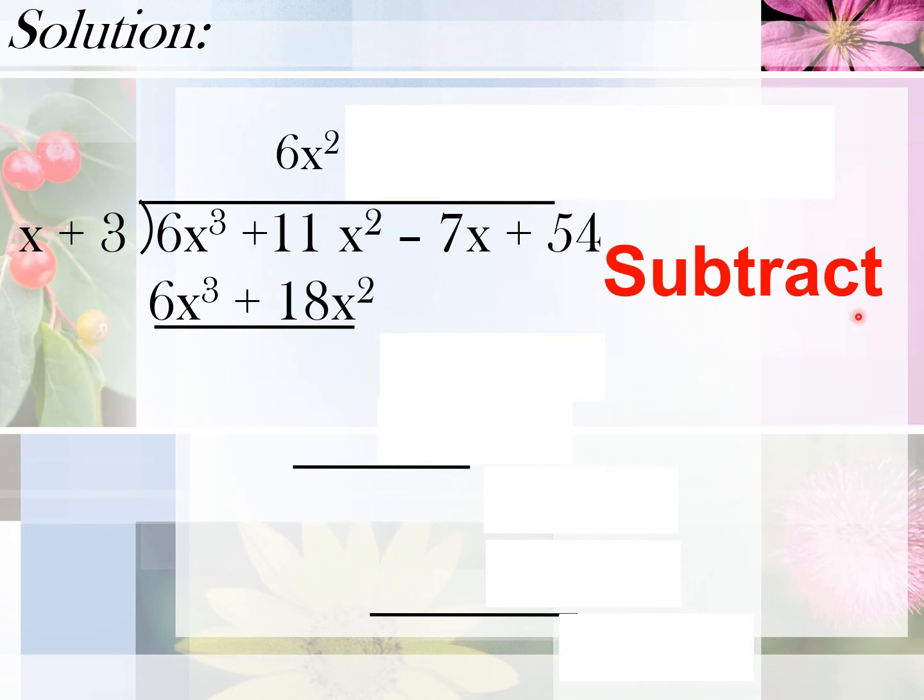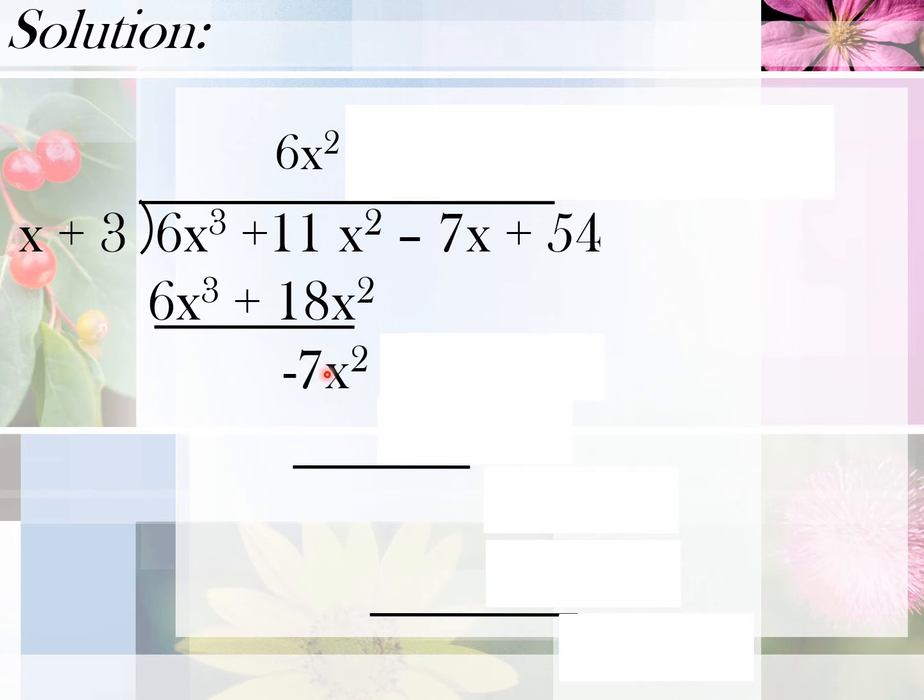And then, proceed tayo sa subtraction. So, subtract natin yung 6x cubed plus 11x squared, tsaka 6x cubed plus 18x squared. Change tayo ng sign ng subtrahend. So, magiging negative yung 6x cubed. Negative din yung 18x squared. Then, proceed tayo sa addition. So, 6x cubed plus negative 6x cubed is equal to 0. 11x squared plus negative 18x squared, that is equal to negative 7x squared. Dahil negative to, magsusubtract na tayo. Then, copy the variable and exponent.